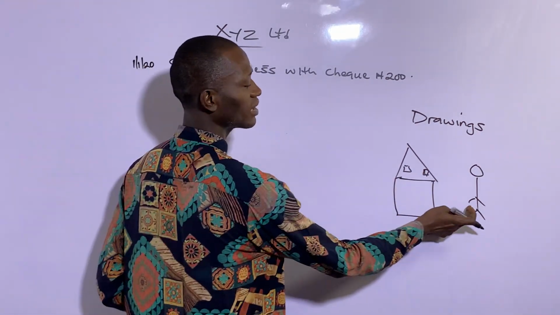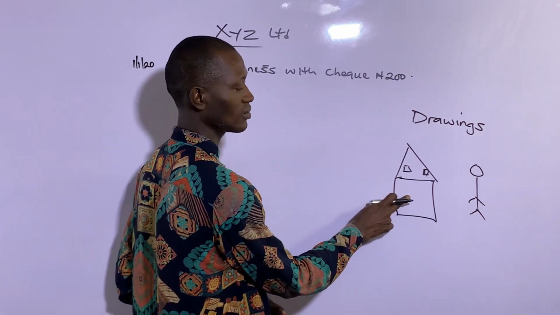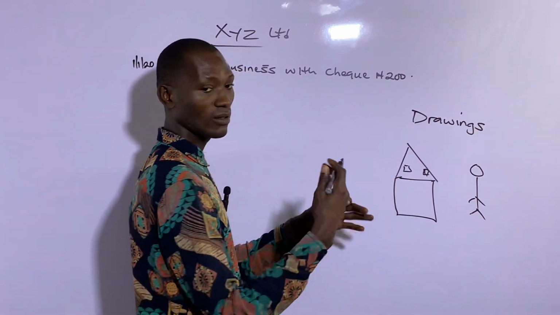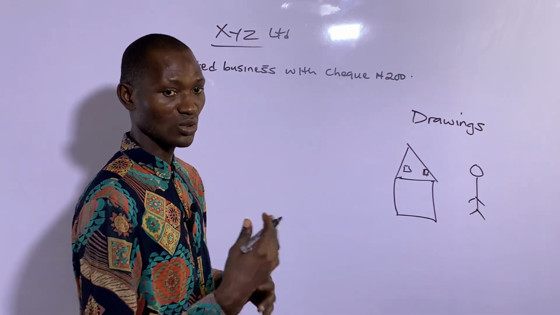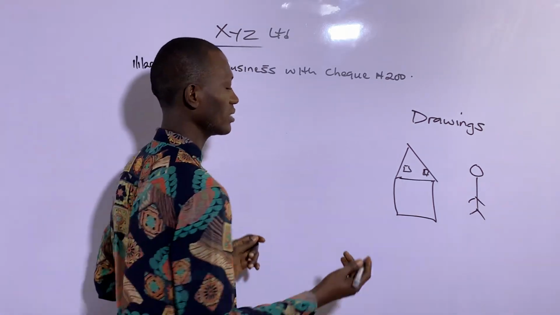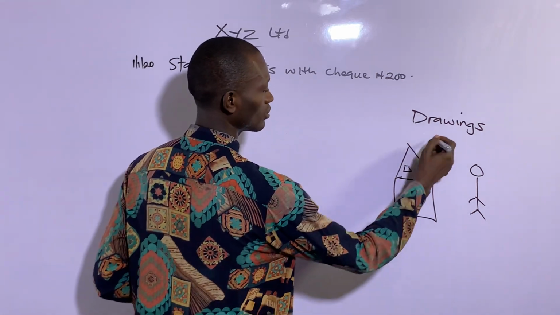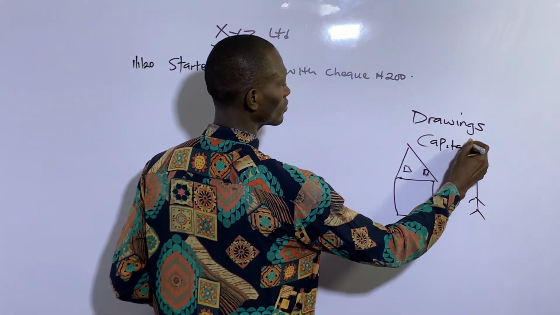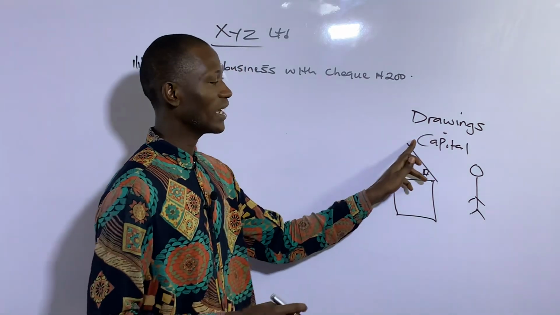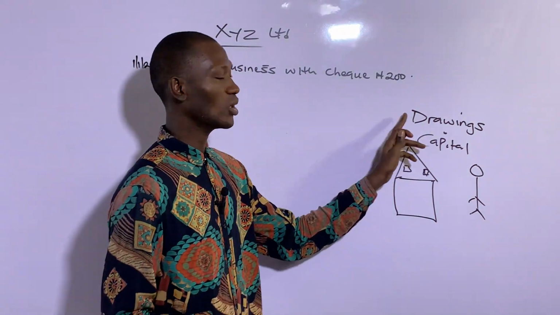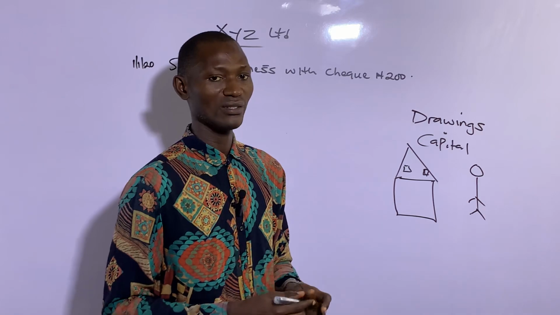And anything the owner gives to the business to expand or to keep operating, we call capital. So capital will be recorded in a capital account, and drawings will be recorded in drawings account.